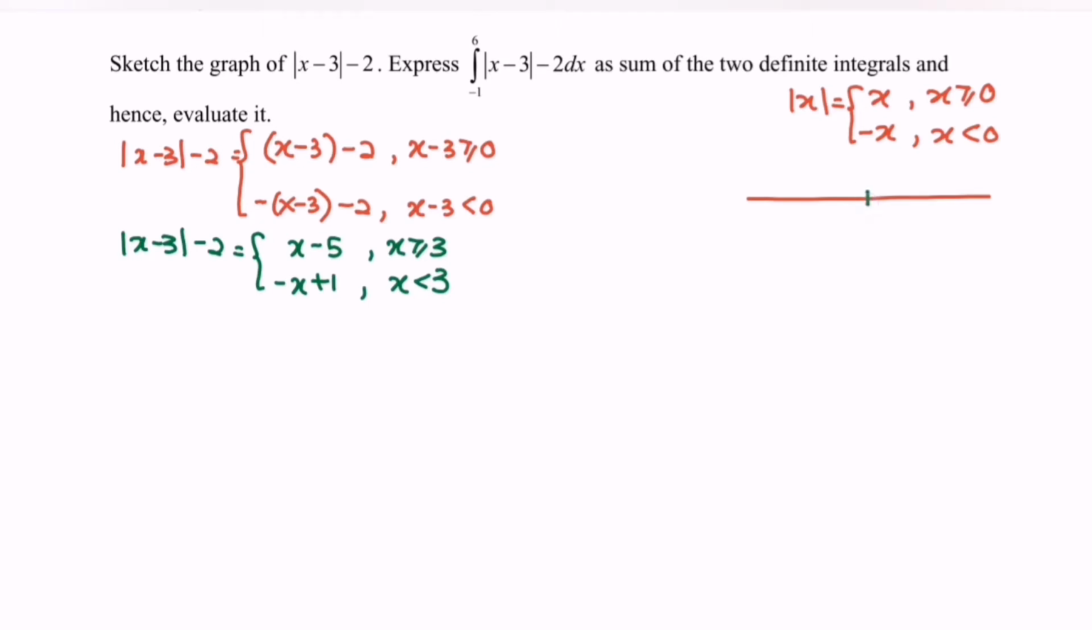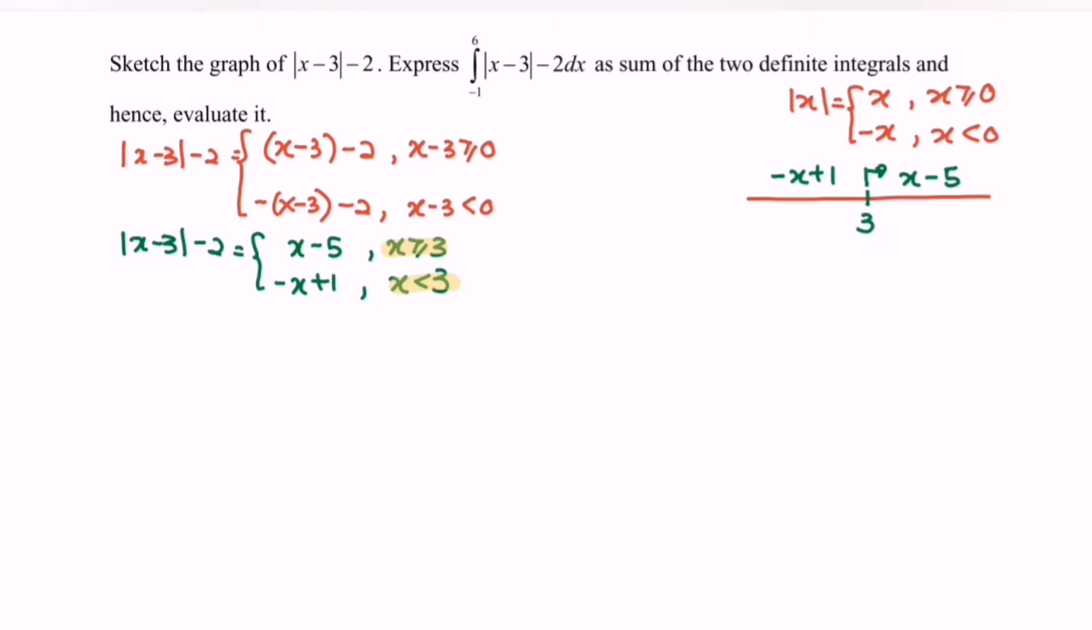So now here we have the value 3. When x is less than 3, the function will be negative x plus 1. If x is greater than or equal to 3, the function will be x minus 5. When x is equal to 3, the function will be x minus 5.